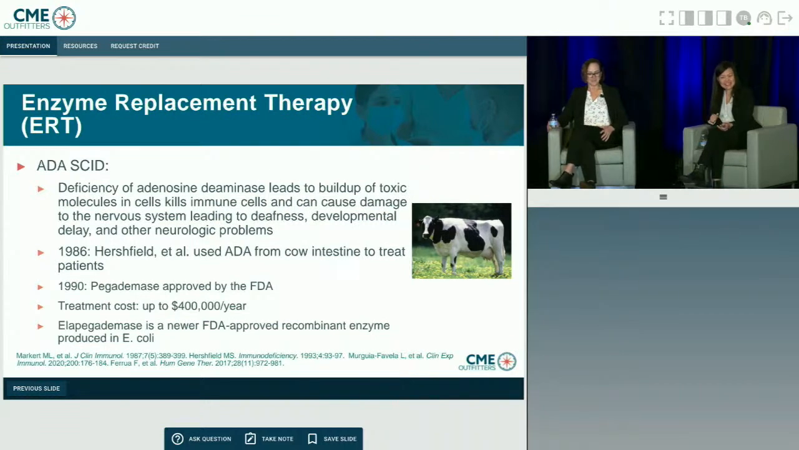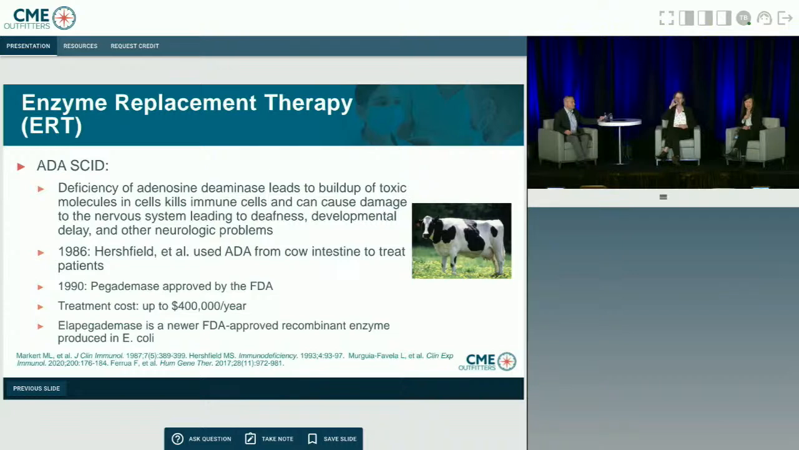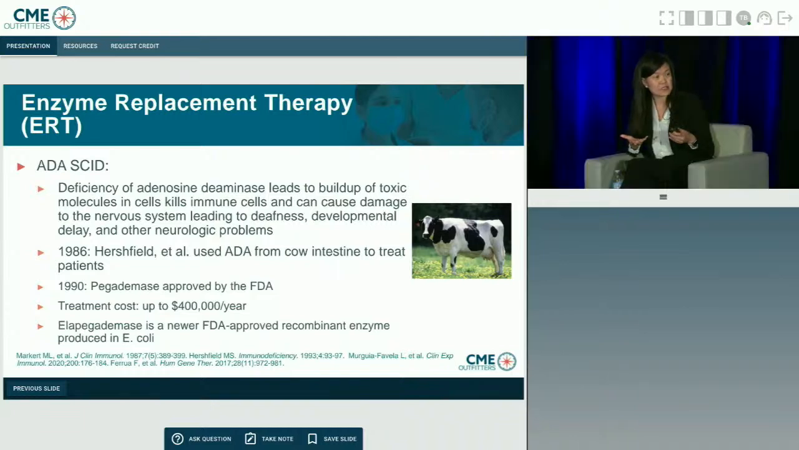So I have a slide on enzyme replacement therapy, which can be used in one immune deficiency called ADA-SCID. ADA-SCID is a deficiency of adenosine deaminase. When you don't have this enzyme, you build up DNA byproducts that are toxic, and you don't clear them out of your system. This basically kills rapidly dividing cells, which are your immune cells. But it can cause other issues. These patients can go on to have deafness and developmental delay.